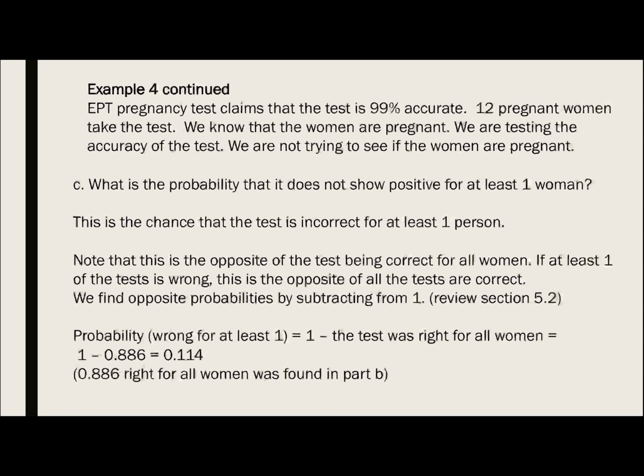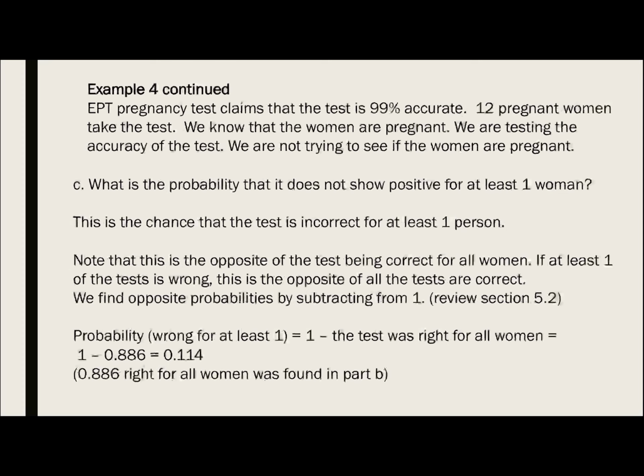Using the same thing, what is the probability it does not show positive for at least one woman? This is the chance that the test is incorrect for at least one person. Okay, remember, we know the women are pregnant. We're testing its accuracy. Note that this is the opposite of the test being correct for all women. If at least one of the tests is wrong, this is the opposite of all tests are correct. We find opposites by subtracting from 1.